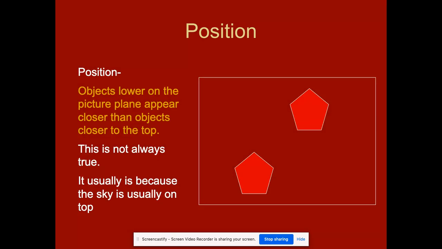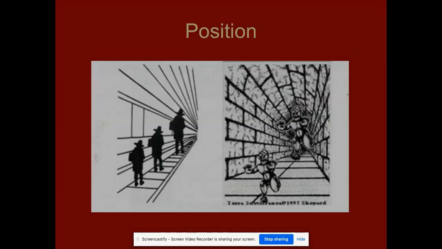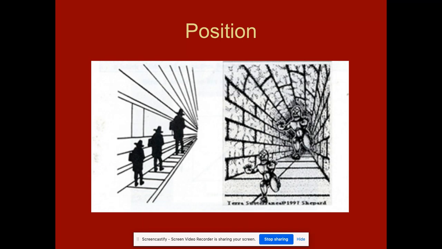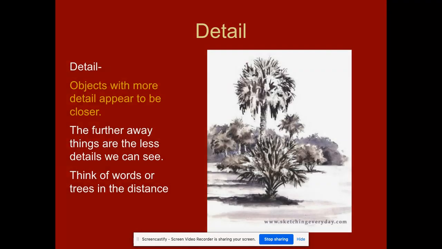Now with position, usually things that are on the lower part of the picture plane appear closer to the viewer, and objects that are towards the top appear further away. Such as this example. Now, artists can also use detail to show space. When things are closer to us, we will be able to see more of the detail. And when they are further away, such as the trees in the background here, the details are a little blurred.